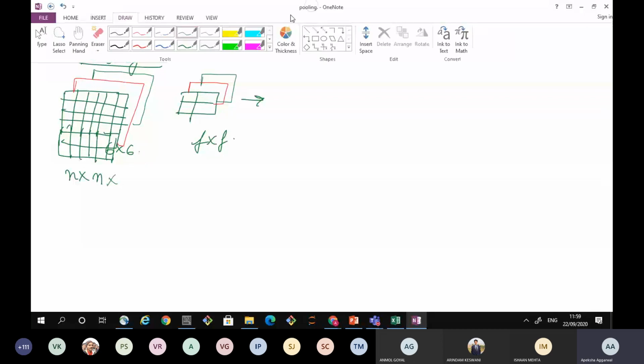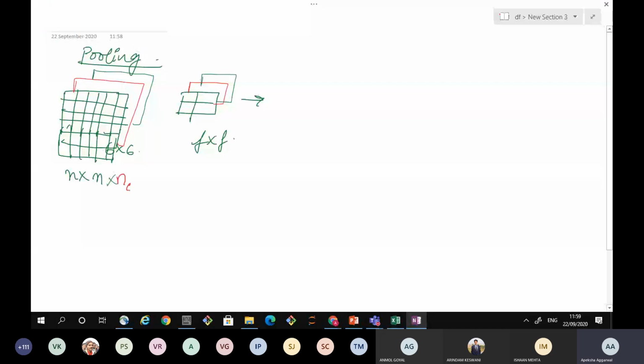So the number of channels is nc, and the size of this filter would be f cross f cross the number of channels, which is 3 over here. So first channel, second channel, third channel. F cross f is the size of the filter. So this nc and this nc would always be the same, because what we are doing is superimposing this whole filter over this position, and the second layer would get superimposed over this position, and the third layer would get superimposed over the third position.